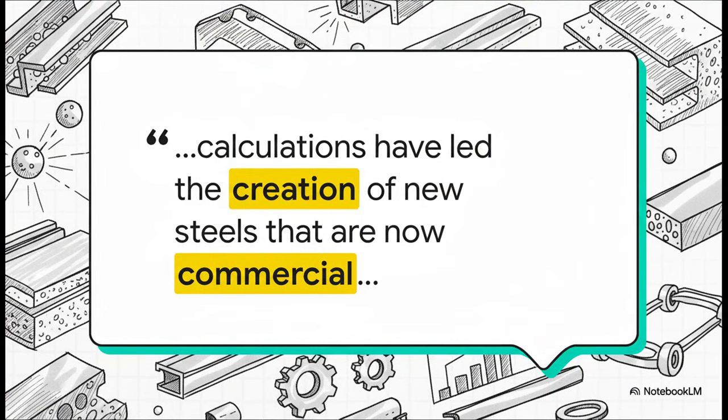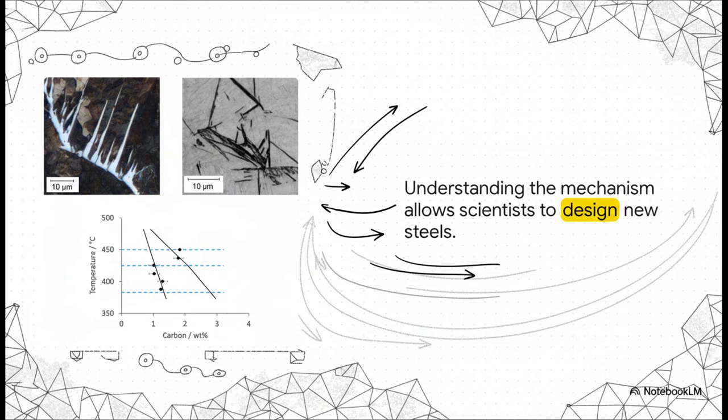As Professor Bhadeshia, the author of our source material, says right here, this deep understanding has directly led to the creation of brand new commercial steels, including the world's first bulk nanostructured steel. That's huge. And this is the critical shift. We've moved away from just discovering materials through trial and error to being able to intentionally design them right from the atoms up. By controlling this transformation, scientists can create these incredibly fine, complex microstructures, just like the one you see here, to get properties we used to only dream about.